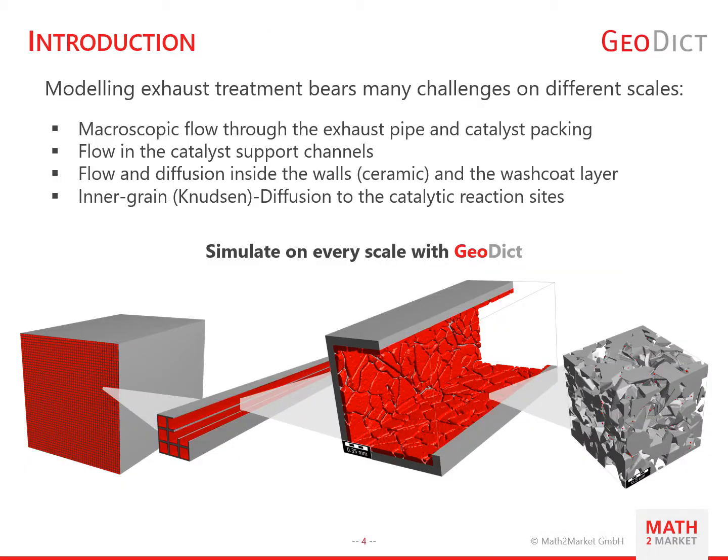Modeling exhaust treatment bears many challenges on different scales. For example, the macroscopic flow through the exhaust pipe and catalyst packing, the flow in the catalyst support channels, flow and diffusion inside walls and washcoat layer, and inner grain diffusion to the catalytic reaction sites. So we have different scales, each of them bears many different challenges, you can answer many different questions on any of these scales, and you can simulate on every scale with GeoDict.